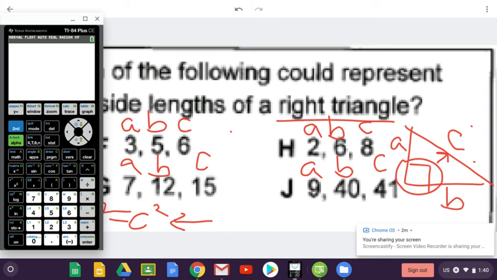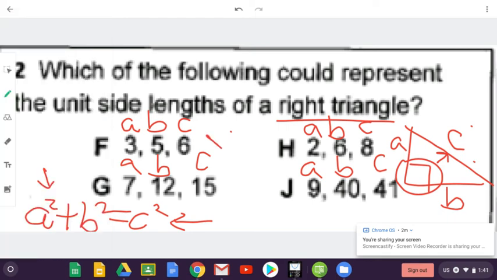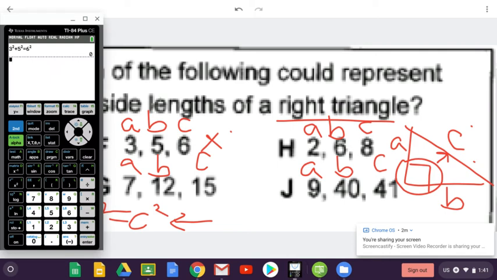First, I'm going to do 3 squared plus 5 squared equals 6 squared. Here's my 3. The squared button is located right above log, to the left of the comma. Squared plus 5 squared. For the equal sign, I'm going to hit second math, and that gets me the equals, and it equals 6 squared. That's a 0, so that is incorrect. If it comes up with a 0, that means it's false. If it comes up with a 1, it's true.